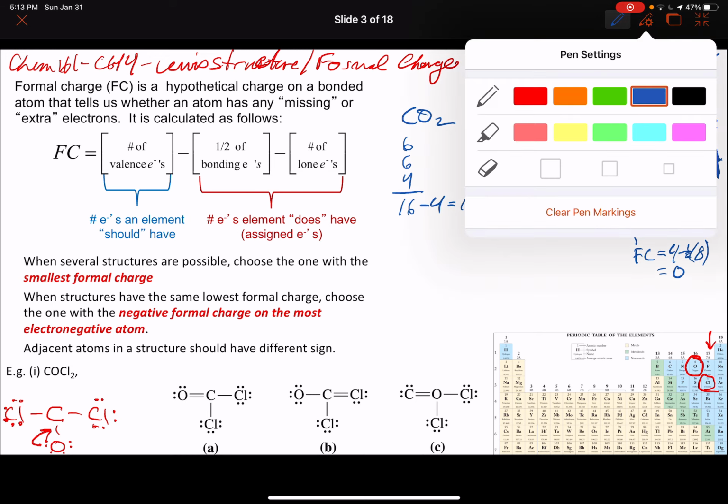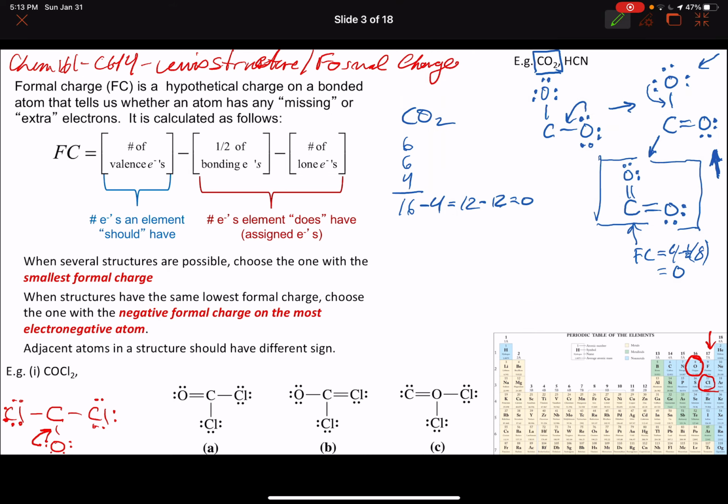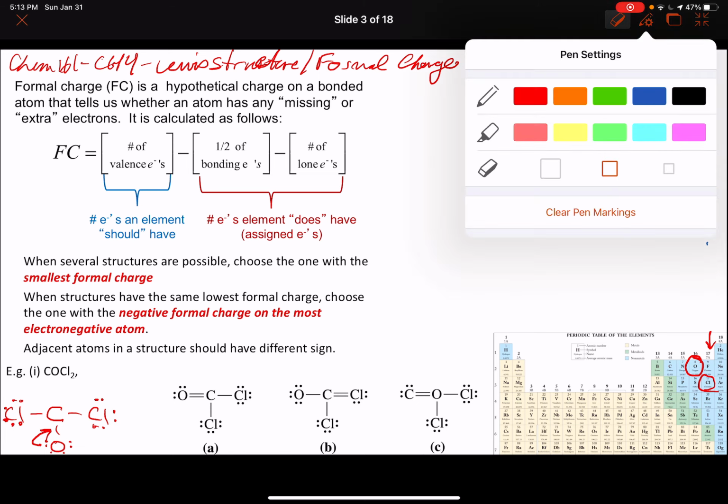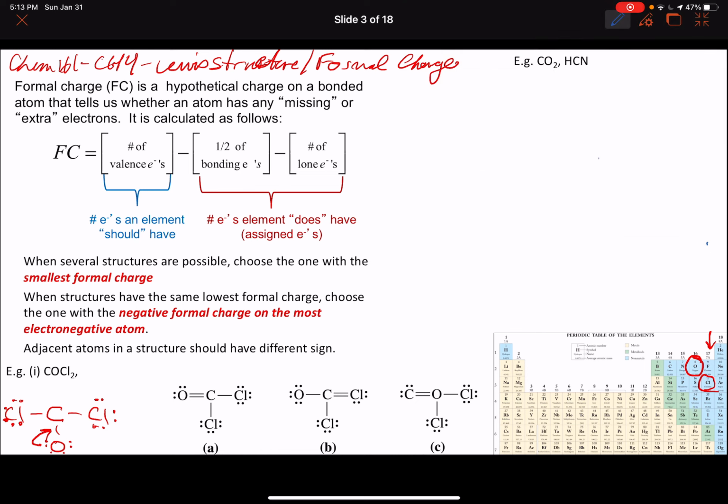Okay, let's do one more here. So let's just make some room for that. And we'll look at HCN, hydrogen cyanide. This is the dangerous chemical that is poisonous, and we need to be careful handling any type of cyanide compounds. So HCN.